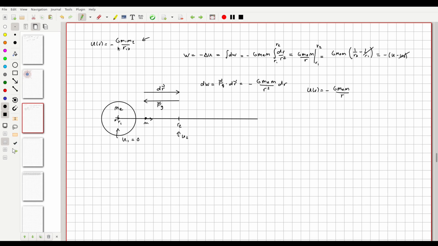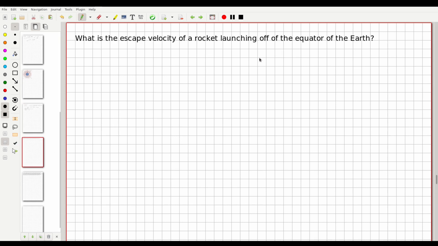And one thing I'd like to point out is that we say that things are gravitationally bound to stuff when the total energy, which would be the kinetic energy plus the potential energy, is less than or equal to 0. In fact, it's technically less because equal to is what we call escape velocity. And we're actually going to explore that next. What is the escape velocity of a rocket launching off of the equator of the Earth?